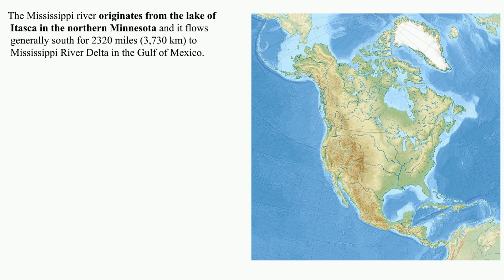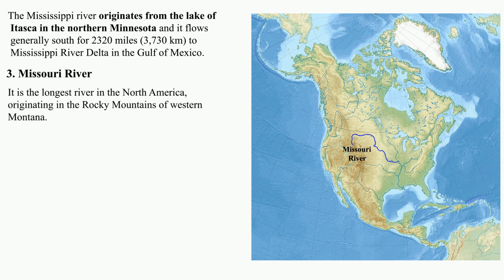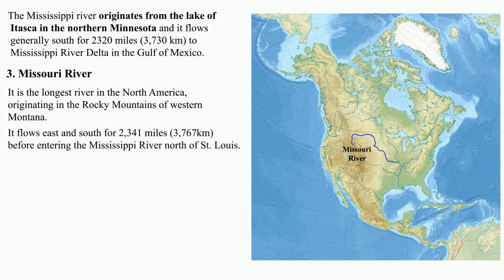Now, the next important river is the Missouri River. It is the longest river in North America, originating in the Rocky Mountains of western Montana. It flows east and south for approximately 2,300 miles before entering the Mississippi River north of St. Louis.